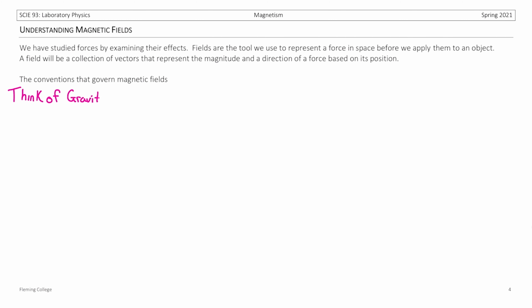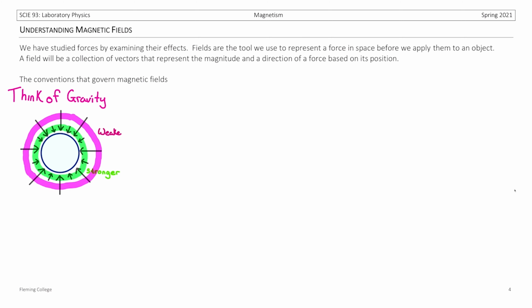To understand fields, let's think of gravity. Let's look at the Earth, and we know that gravity points towards the center of Earth. So all of our gravity field lines will circle Earth, pointing inward, and with a field, the density of field lines represents the strength. So in the green circle here, we see stronger gravity forces close to Earth. And as we move out and away from Earth, the density of the field lines decreases. So in the red circle, we recognize weaker forces.